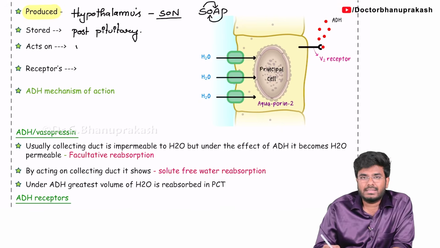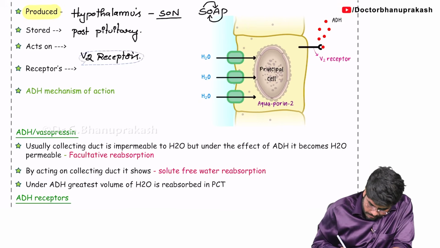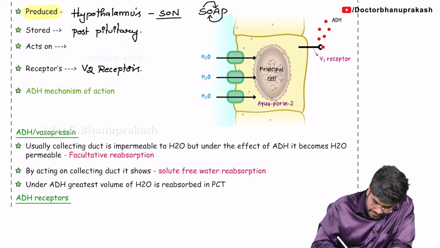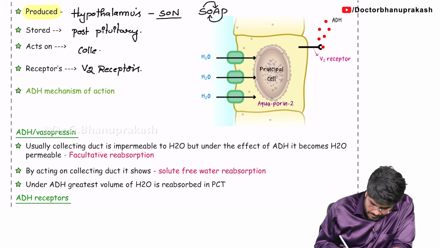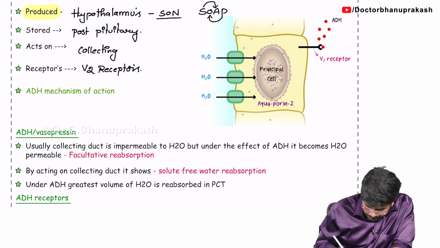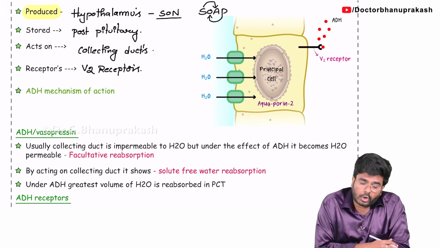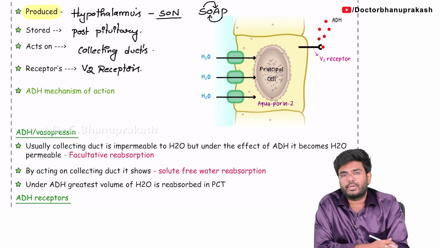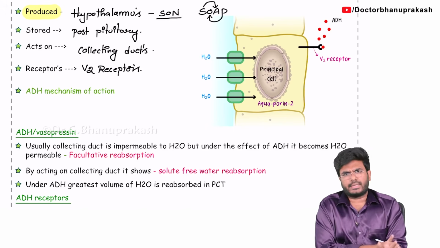Where is it acting? What are the receptors? Acting on the V2 receptors. But it acts on which part of the nephron? This antidiuretic hormone is acting on collecting ducts. Which part of the collecting ducts? Both cortical as well as medullary. But it mainly acts on the medullary collecting ducts.